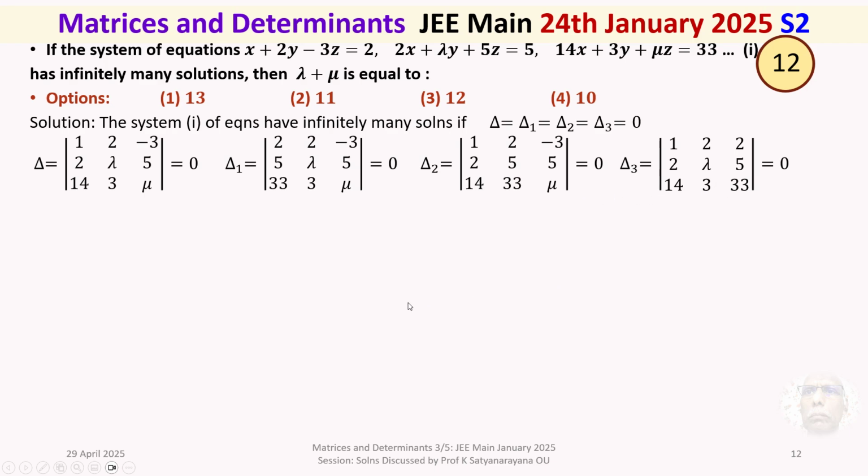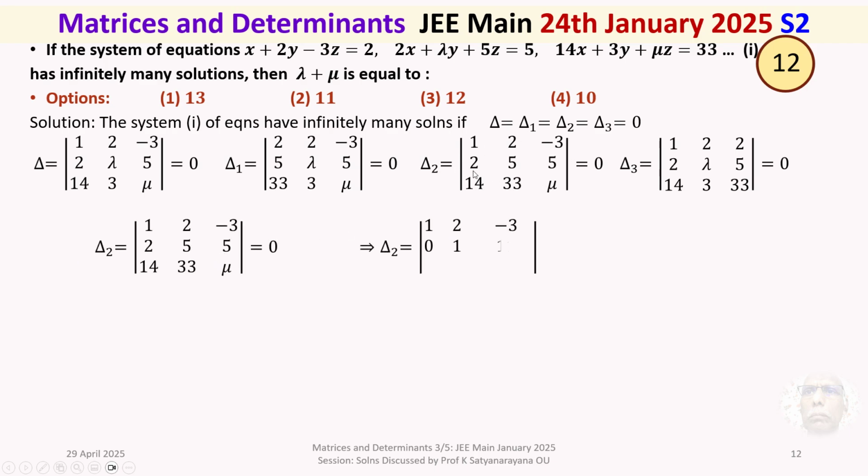I will take those values of lambda and mu, substitute in delta, and is it 0? In delta 1 we substitute, is it 0? So first I take delta 2.